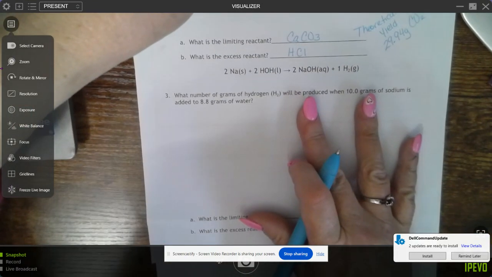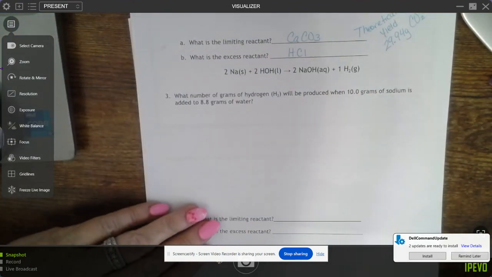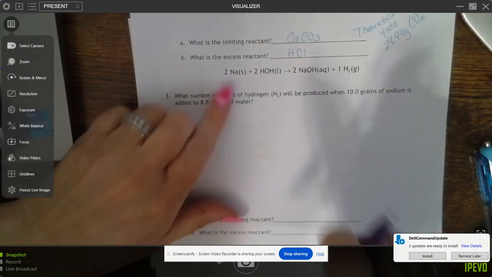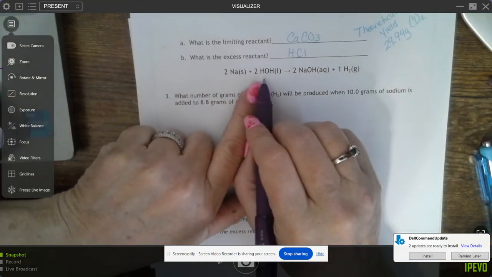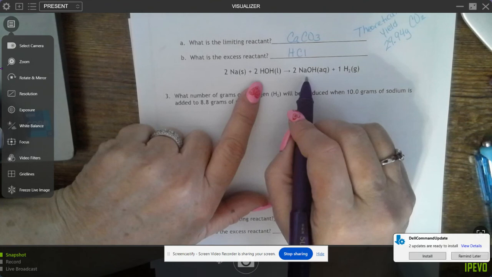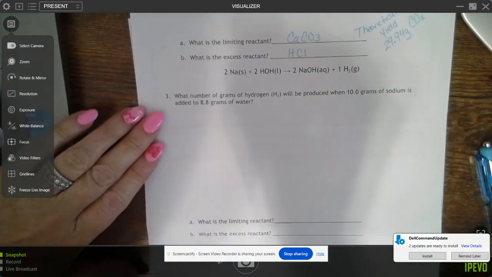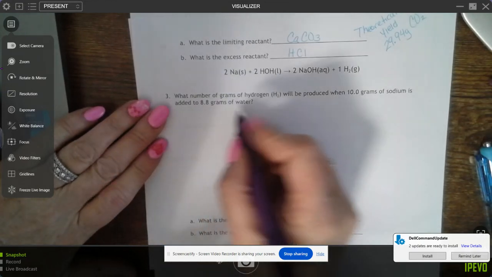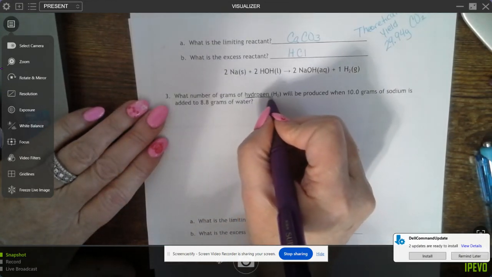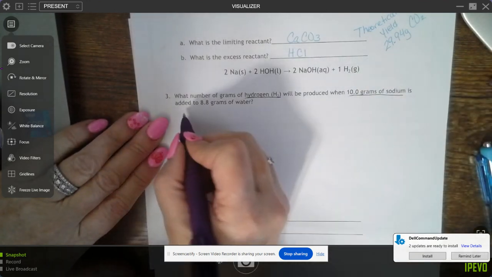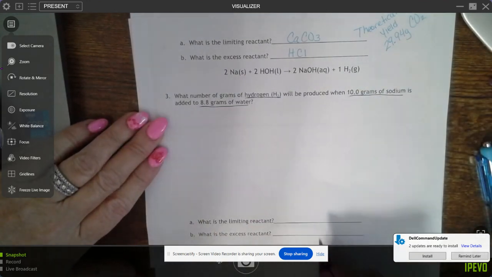Our last example here: we have 2 moles of sodium plus 2 moles of water produces 2 moles of sodium hydroxide and 1 mole of hydrogen. The question is, what number of grams of hydrogen, H2, will be produced if 10 grams of sodium is added to 8.8 grams of water?